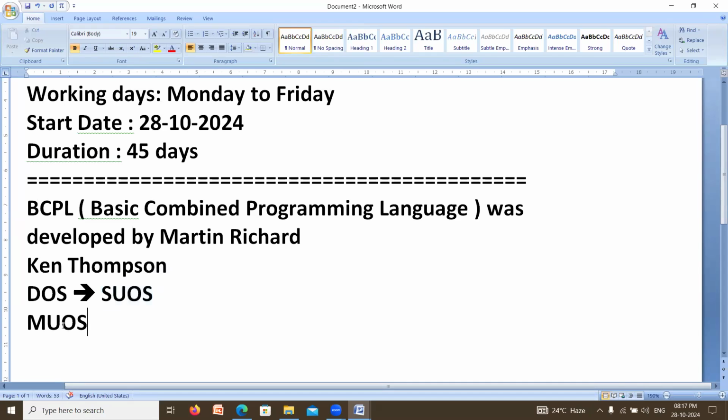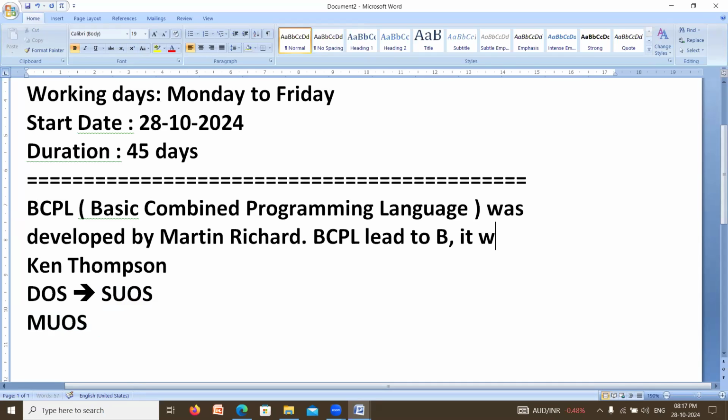To build this multi-user operating system, they had one programming language, BCPL. By using BCPL, they tried to develop this multi-user operating system, but they failed. Why? Because this programming language doesn't have the capacity to build a multi-user operating system. Then they developed a new programming language and named it after the first letter of BCPL, B. So from BCPL, one more programming language was developed, that is called B.